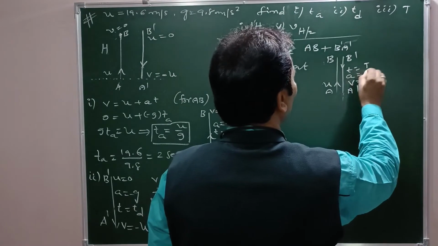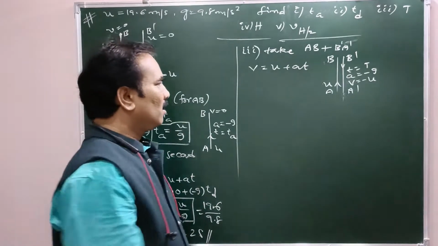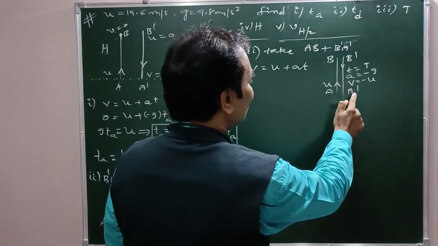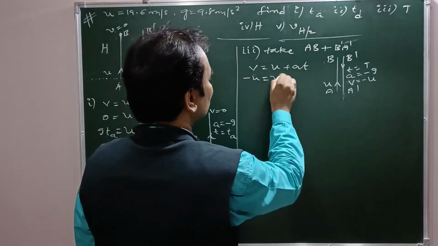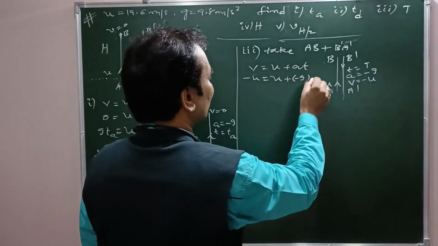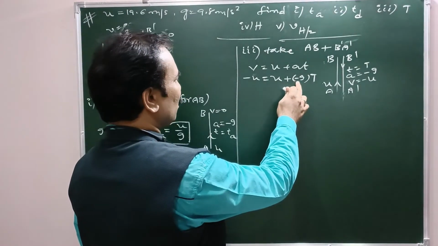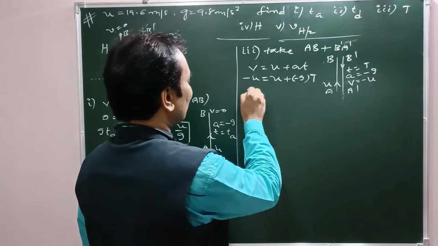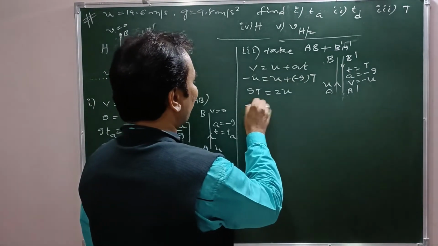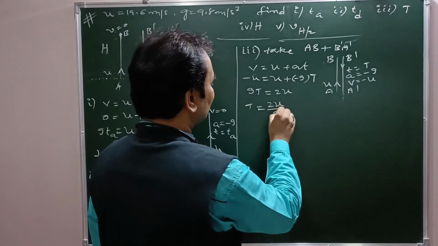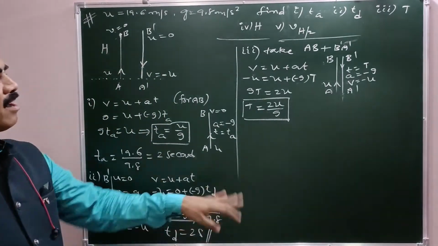a becomes minus g. Irrespective of the direction of motion, a is always minus g because gravity acts downwards. Now substitute. Here it is the initial velocity, here the final velocity, that is minus u. So v equals minus u, u equals plus u, a is minus g, t means the capital T, time of flight. So minus gT equals u plus u, that is 2u. Time of flight equals 2u by g. Right? 2u by g.